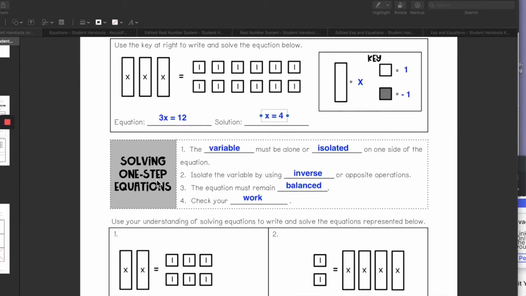So when we're solving one-step equations, the variable must be alone or isolated. Remember, alone is the same as saying isolated on one side of the equation, to isolate the variable by using the inverse or opposite operations. The equation must remain balanced, and you can always check your work.